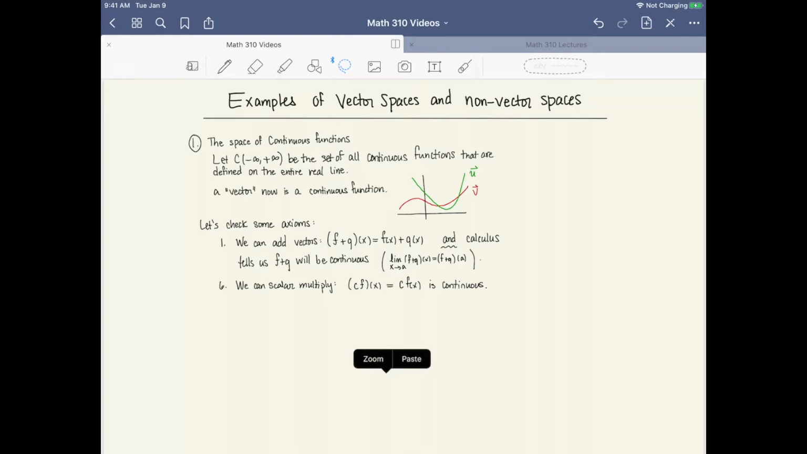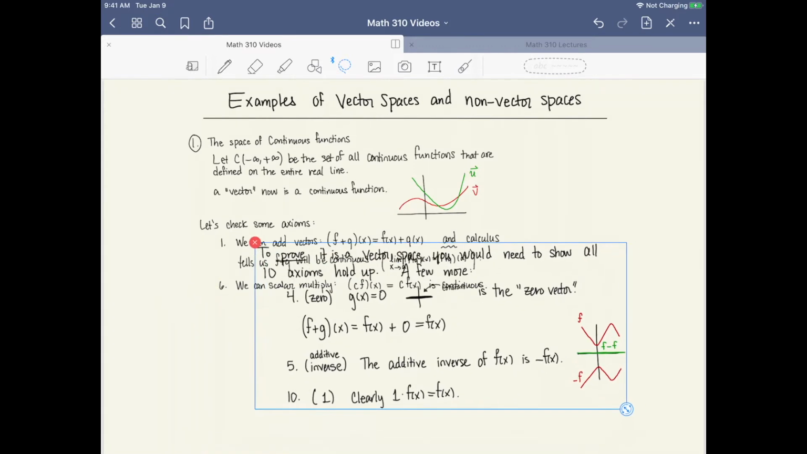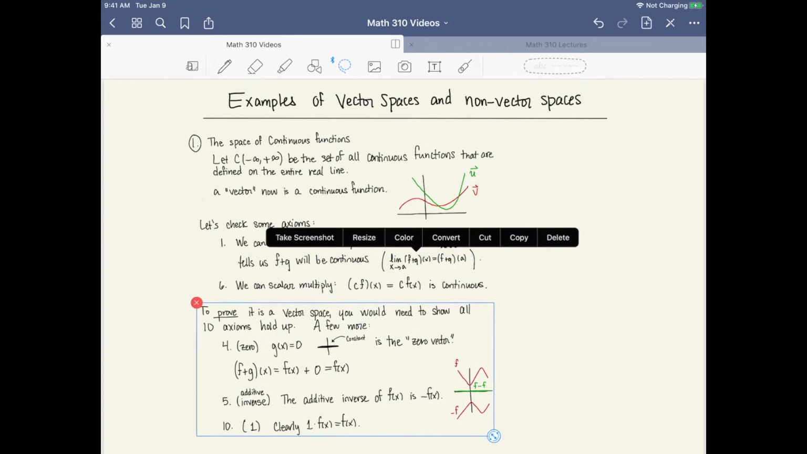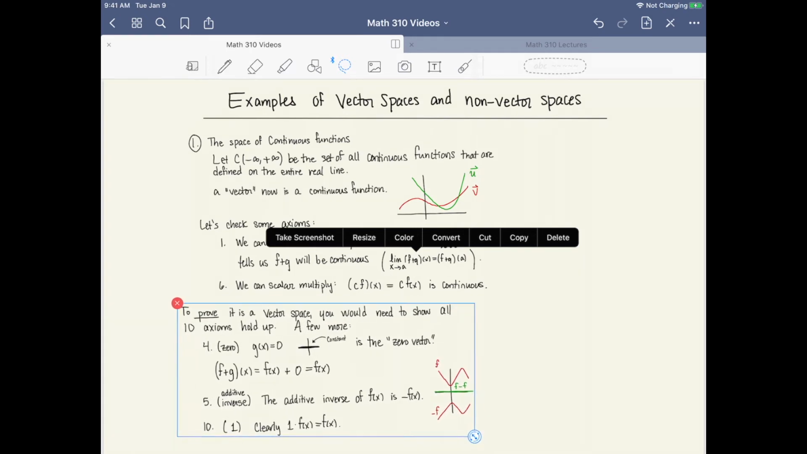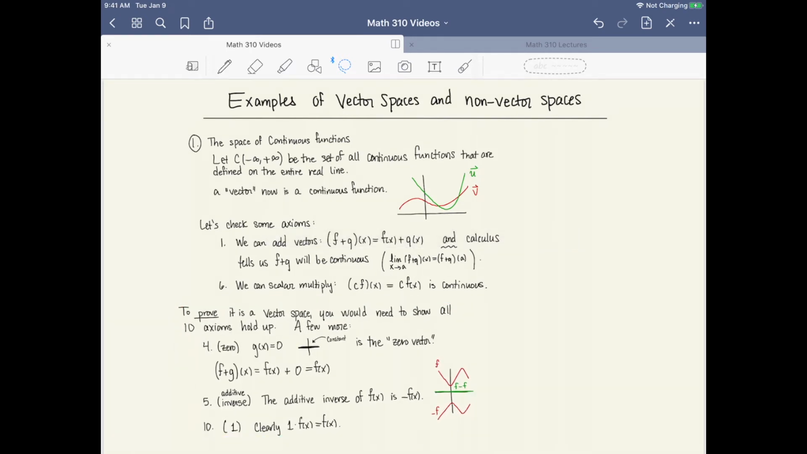So I've made some space here on the page so that we can discuss a couple more of these axioms. All right, so to complete this proof, we would need to check all of them. Maybe we won't do all of them, but we'll do, say, rules 4 and 5 and 6. So axiom number 4 was that there was a 0 vector in this space. And the 0 vector was such that when you added it to any other vector, you didn't change the vector that you were adding it to.